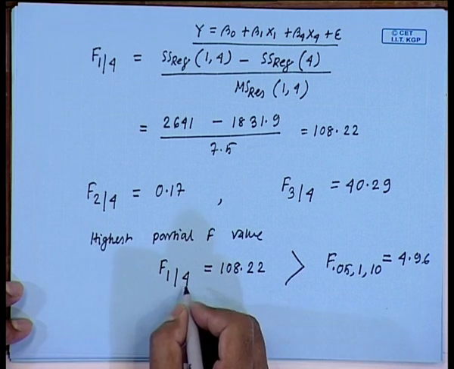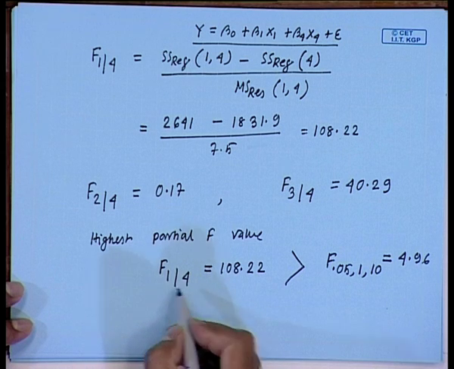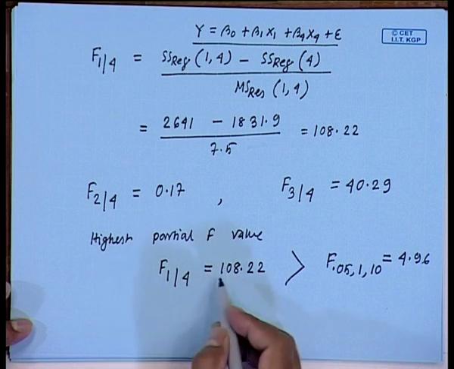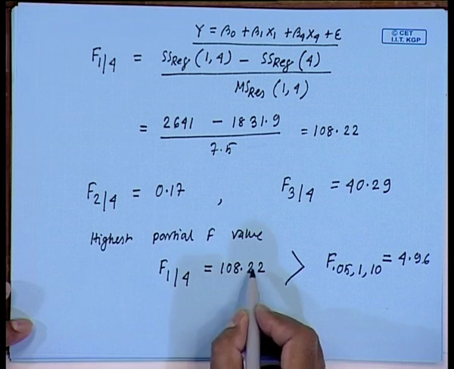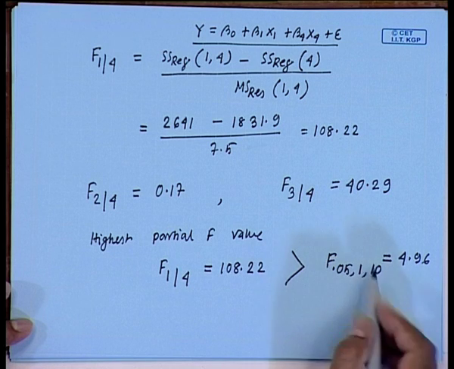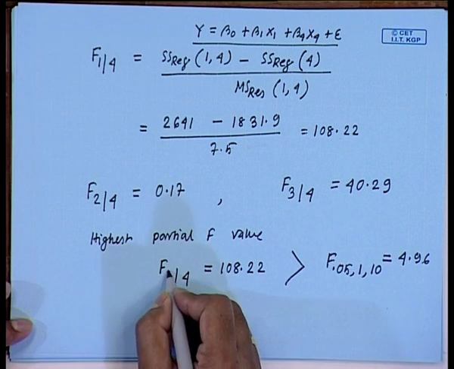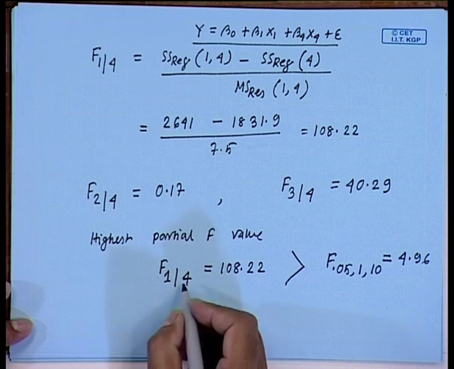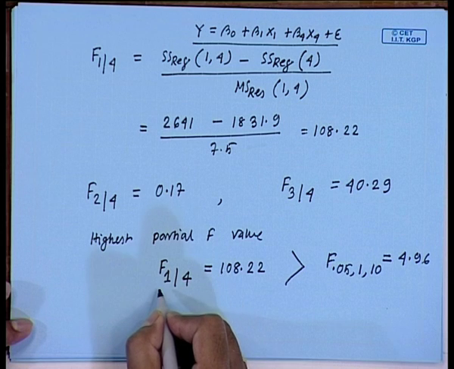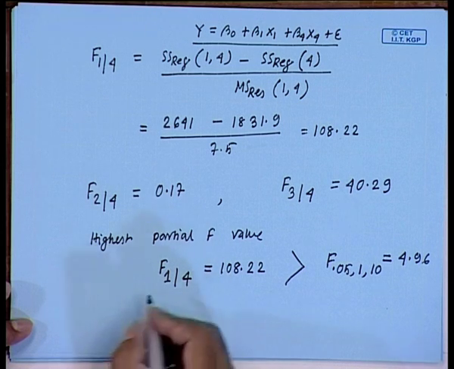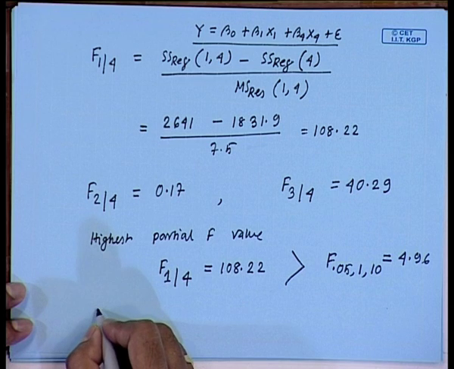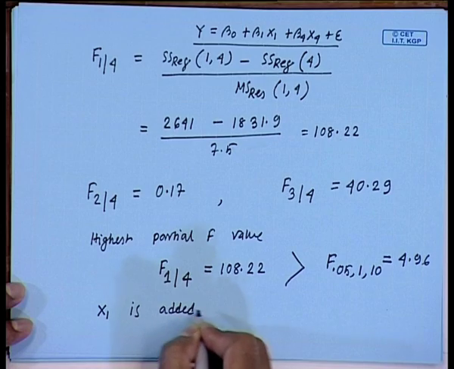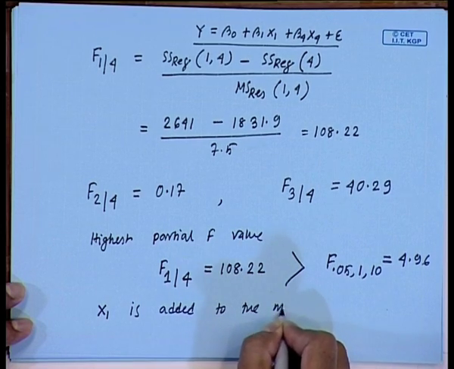So, the meaning of this: the F1 in the presence of x4 F value is 108.22, which is larger than the tabulated value. That means, see, first we added x4 in the model. Now, in the presence of x4, x1 is significant. So, next x1 is now added to the model.